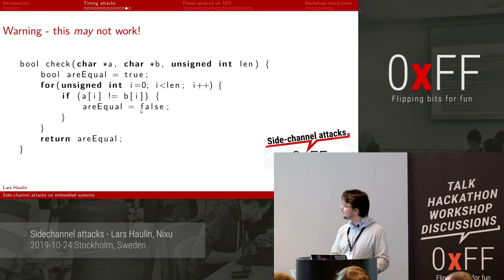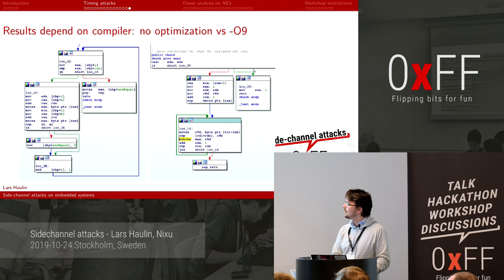Now for some assembly code. I was running the exact same program, compiled with no optimization at all. It goes down here and checks if the bytes are equal. If they are not equal, it will set this variable r equal to zero. Otherwise, it will jump over that instruction and continue the loop.